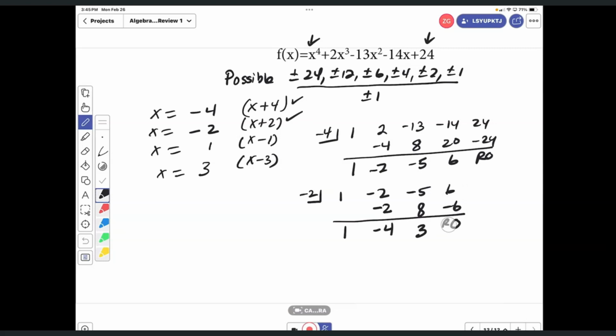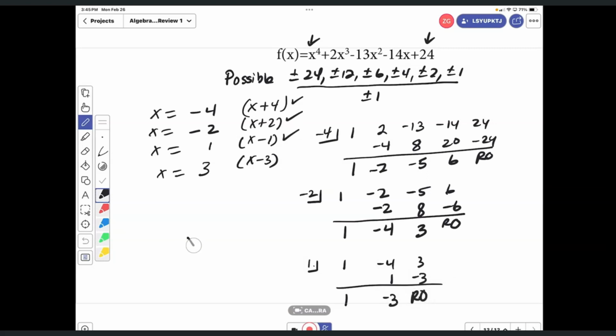The remainder is 0. I have 1. So I have 1, negative 4, 3. 1 is 1. Negative 4 times negative 4 plus 1 is negative 3. 1 times negative 3 is negative 3. So the remainder is 0, and that is a factor.